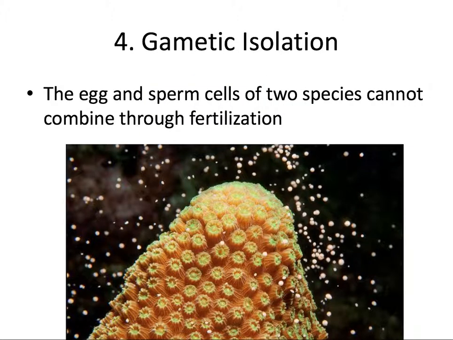The fourth type of reproductive isolation is gametic isolation. This means that the egg and sperm are incompatible with each other. They just won't fertilize each other. Corals release their egg and sperm in mass all at the same time, many different species, but the sperm from one species cannot fertilize the egg from a different species. This is called gametic isolation.